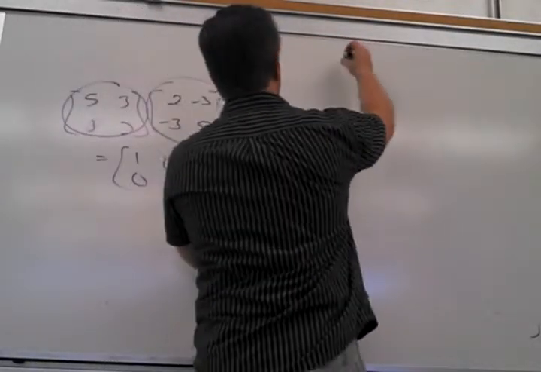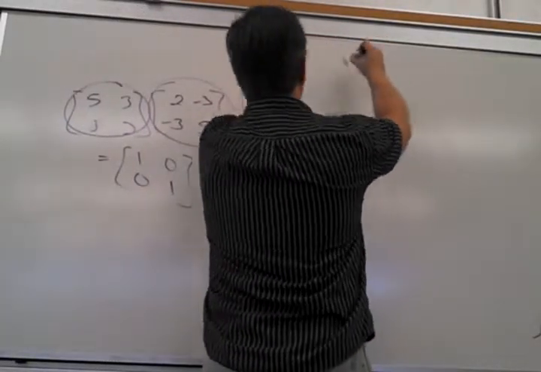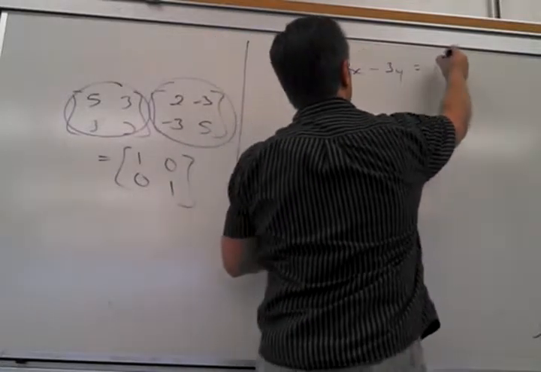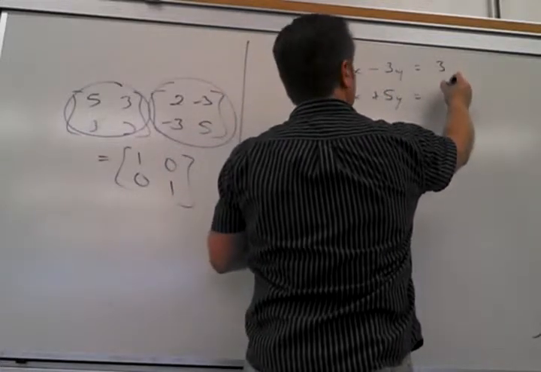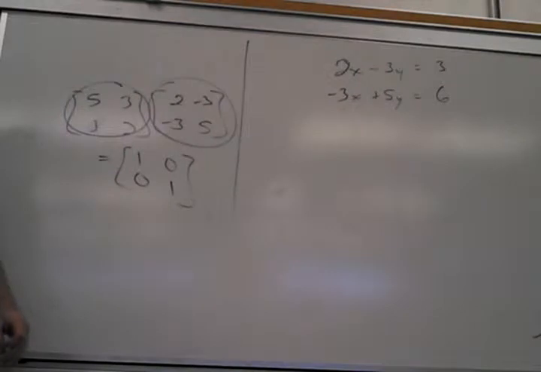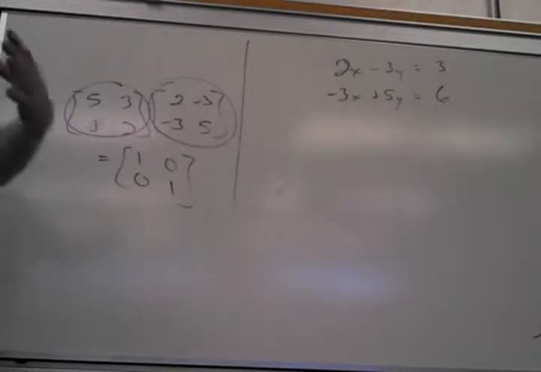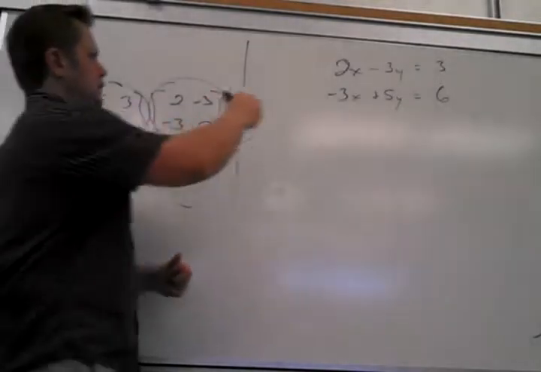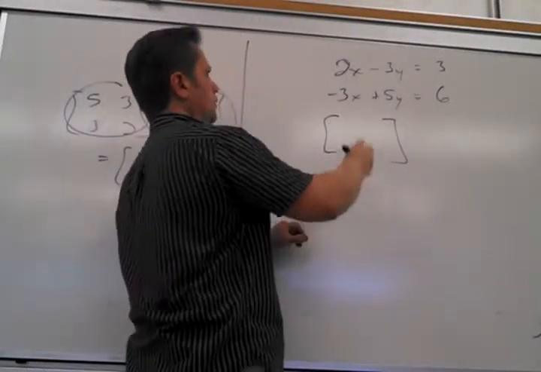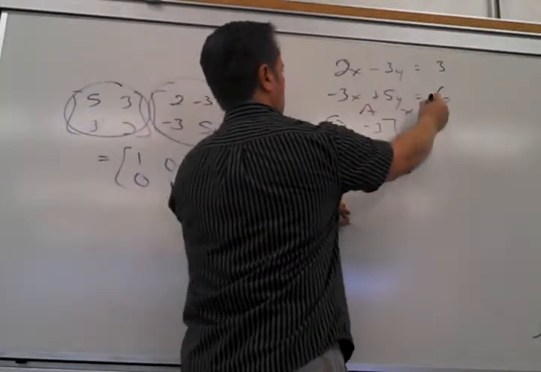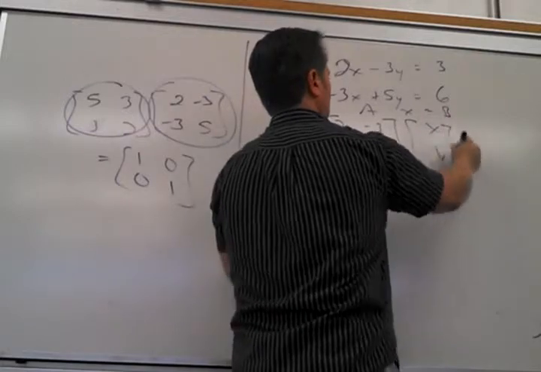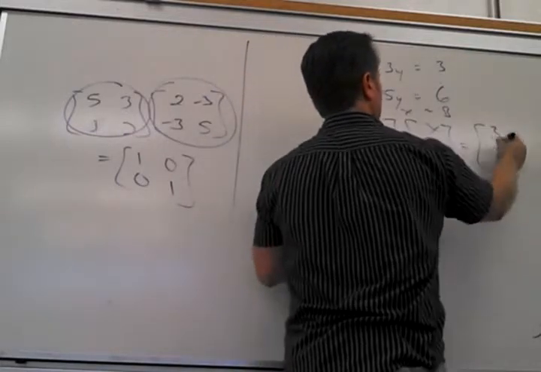So if I had this equation, let's do it this way. 2x minus 3y equals 3. Negative 3x plus 5y equals, who cares, 6. How do I rewrite this like we did earlier into matrix form, into pure AX equals B form? What's the A going to be? 2, negative 3, negative 3, 5. Yeah, so that's A. Then X, Y. And B would be 3, 6.